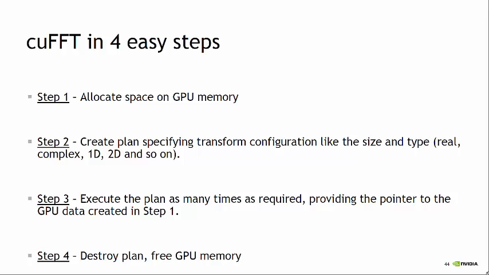So using cuFFT is fairly easy. Allocate our GPU memory. We create our plan, which tells the GPU what we're going to do, what data types we're using, whether we're 1D, whether we're 2D, whether we're 3D. All this information is created and put into the plan. And then we execute the plan, potentially many times.